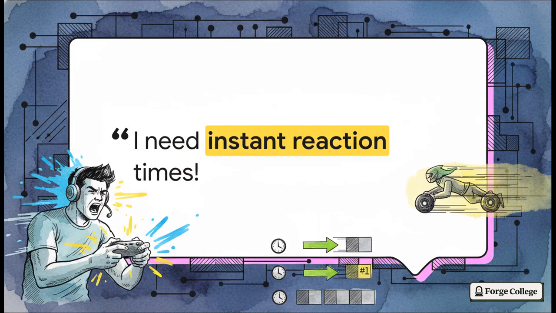Gamers are always screaming, I need instant reaction times. For this, extreme responsiveness is everything. A priority queue with that aging factor we talked about earlier is the sweet spot here. It perfectly balances the need for immediate action on high-priority gaming moves against basic fairness, making sure older transactions eventually get processed so the game state doesn't just freeze up for someone.